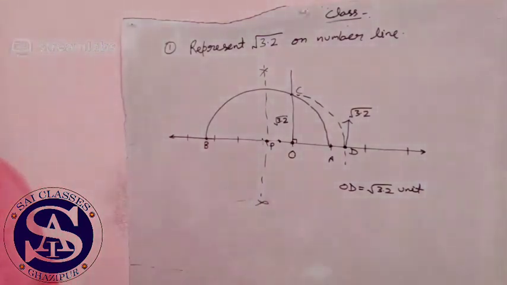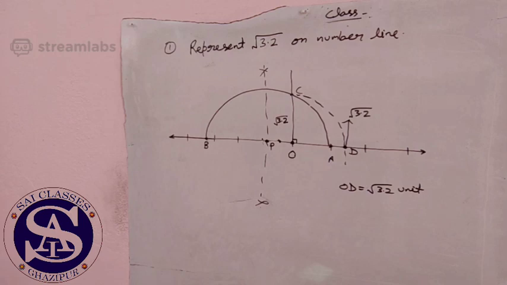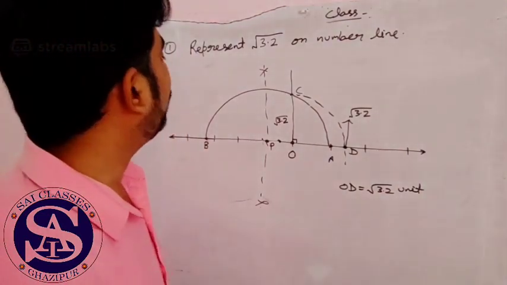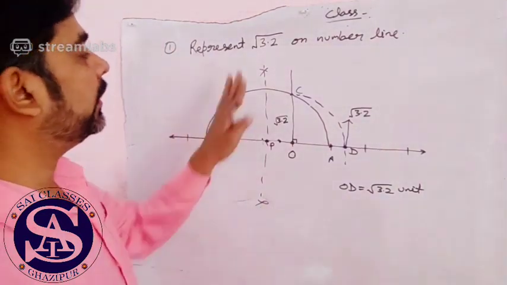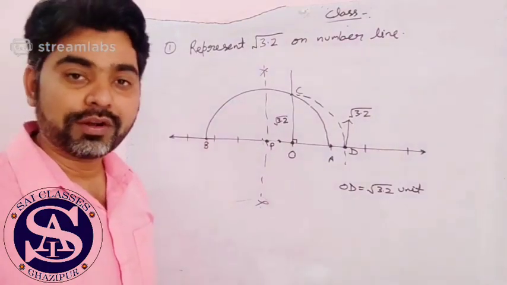Please take a screenshot. Okay, now I hope you can represent any irrational number of this type on the number line.